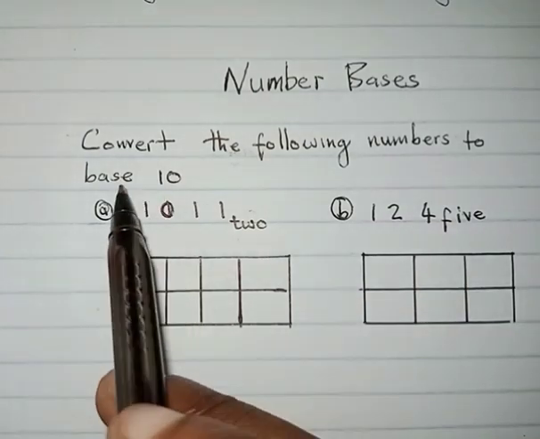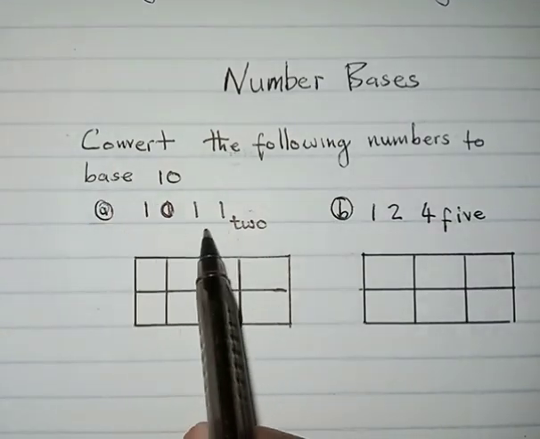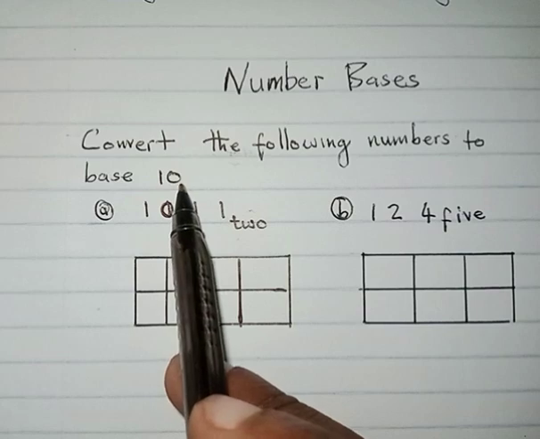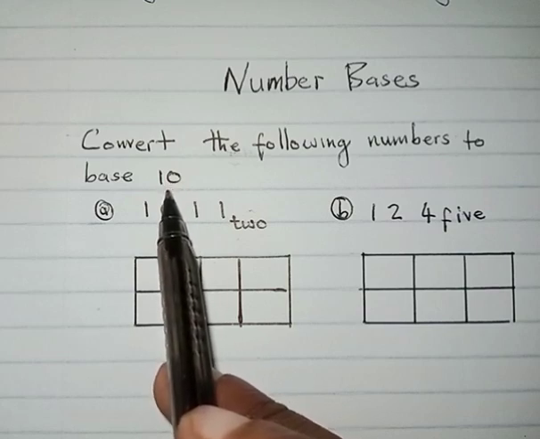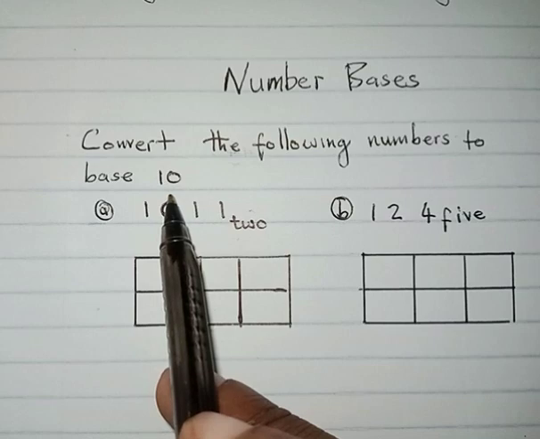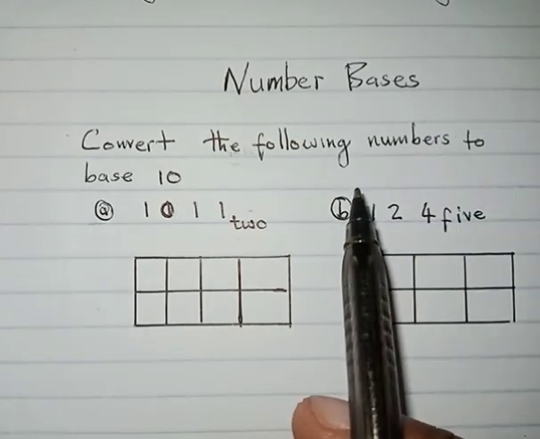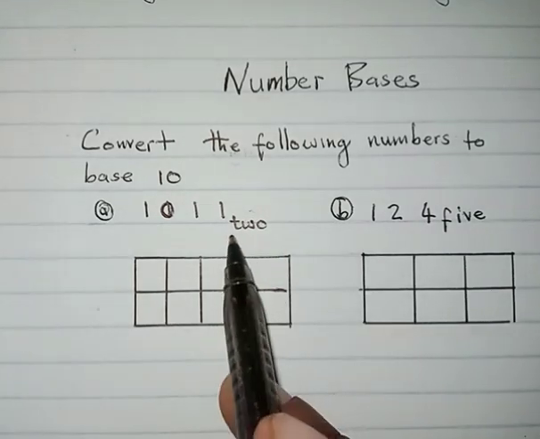So here we are converting the given number bases to base 10. Base 10 is the ordinary counting system which we use every day. In base 10, you're allowed to use up to 10 digits: 0, 1, 2, 3, 4, 5, 6, 7, 8, and 9.